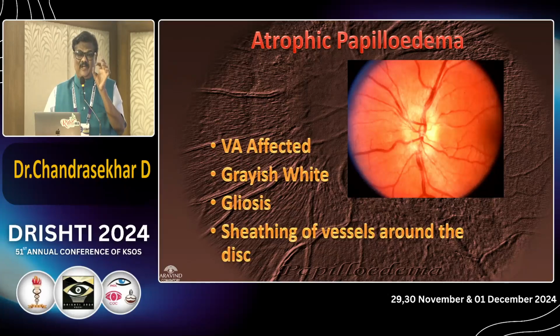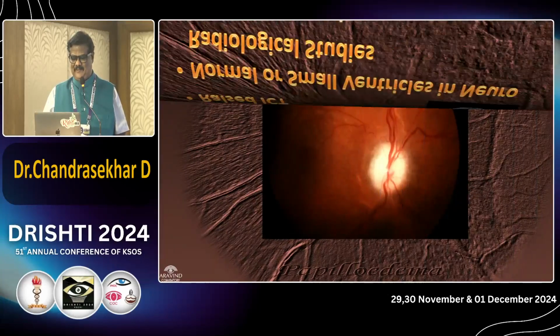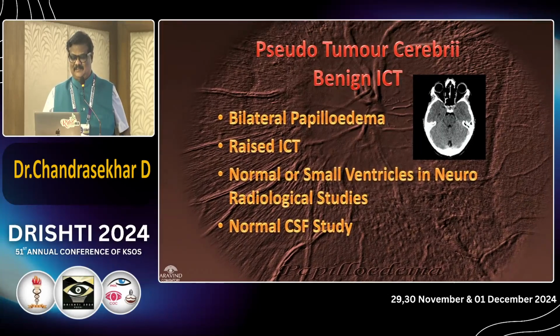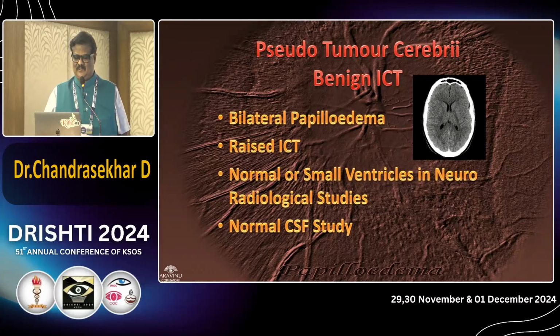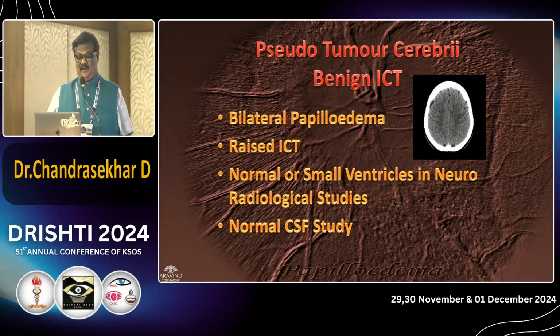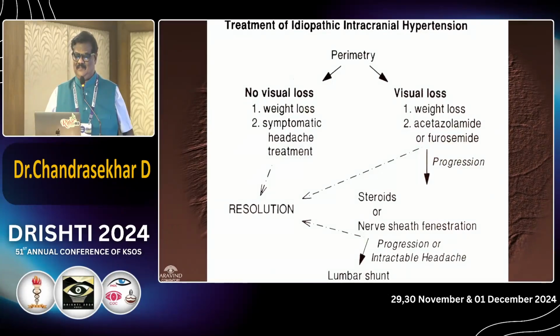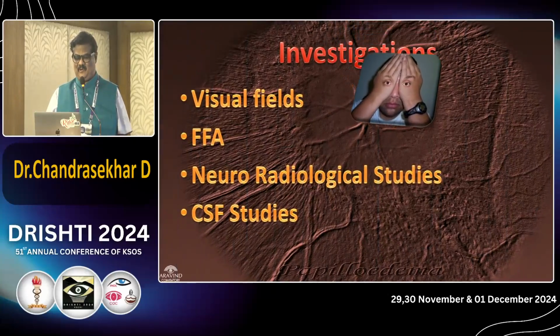That narrowing of vessels near the optic disc margin following post-neuritic optic atrophy is called the reverse taper sign. So that is one differentiating point. This is one case where you have the secondary optic atrophy. This is called benign idiopathic intracranial hypertension: bilateral papilledema, raised ICT, ventricular system normal or small but not enlarged, and CSF study normal. The way we go about treating is depending on whether it is symptomatic or non-symptomatic.